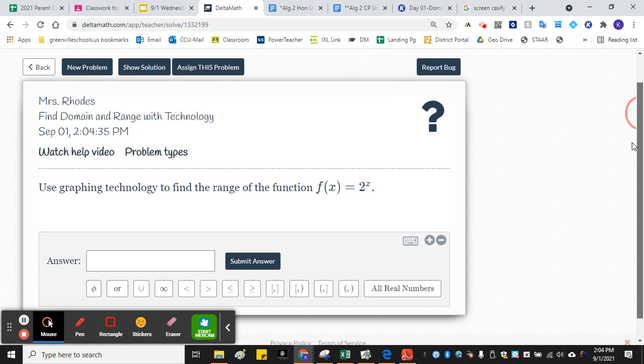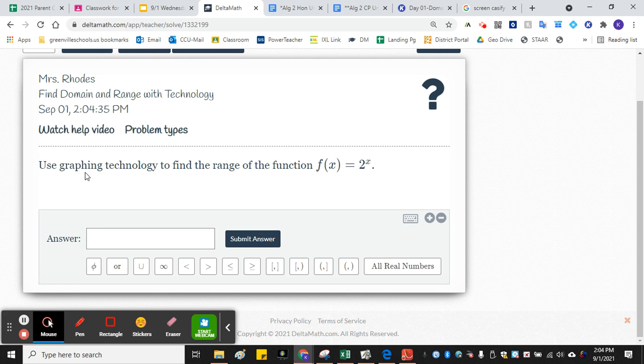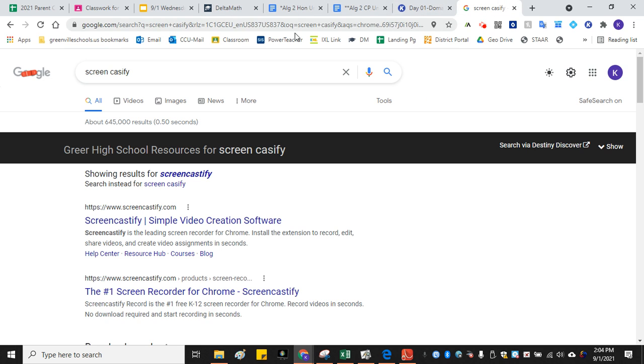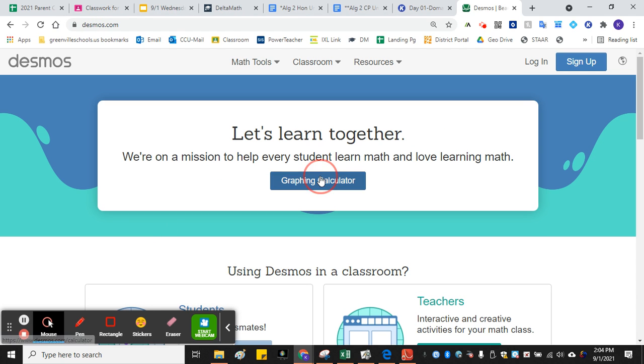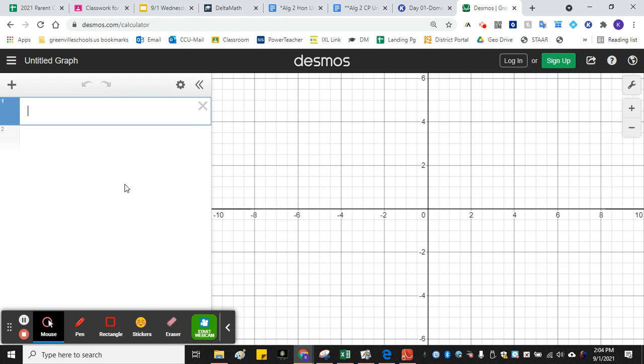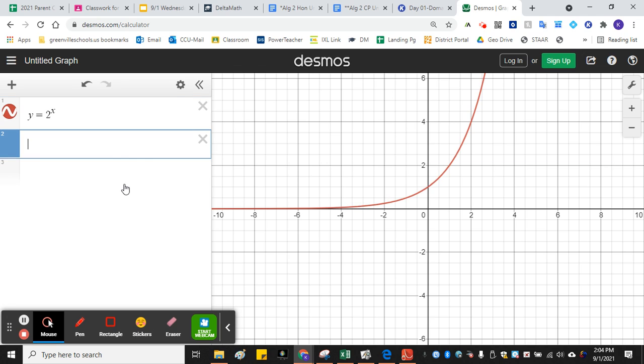If it is graphing and you're home, you obviously don't have my calculator, so use Desmos. And then do the domain and range from the graph.